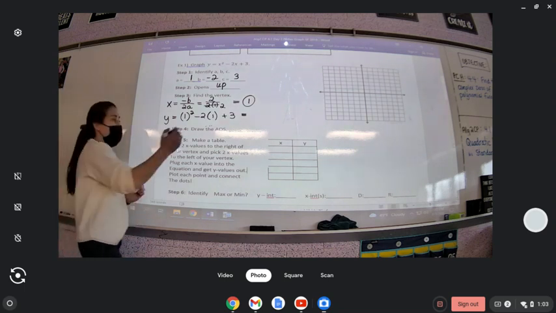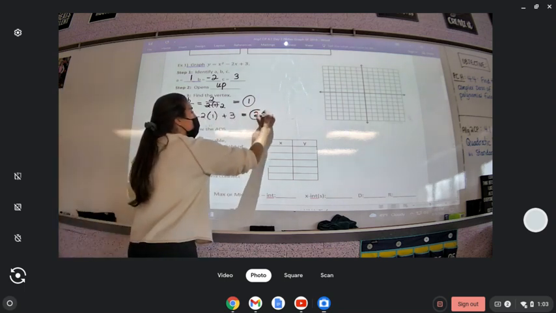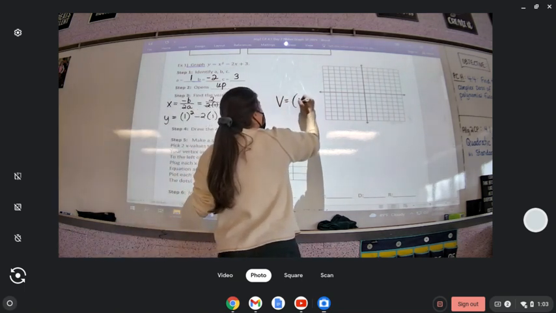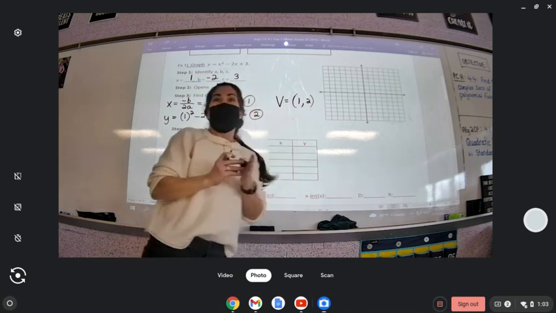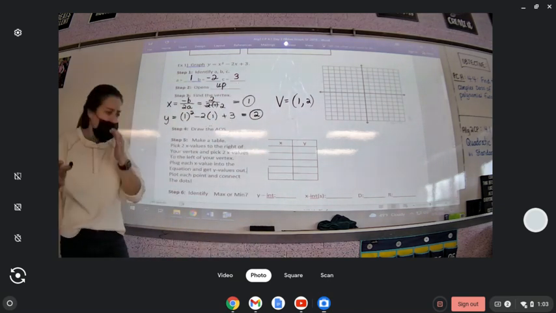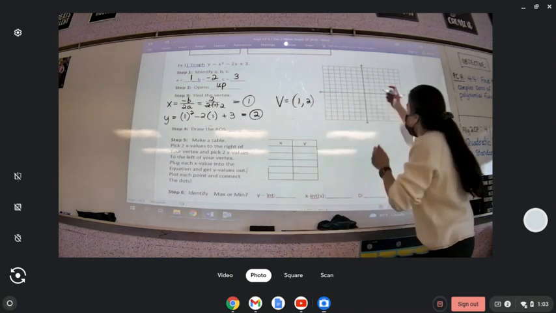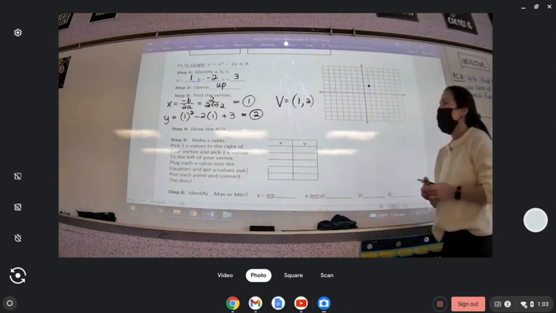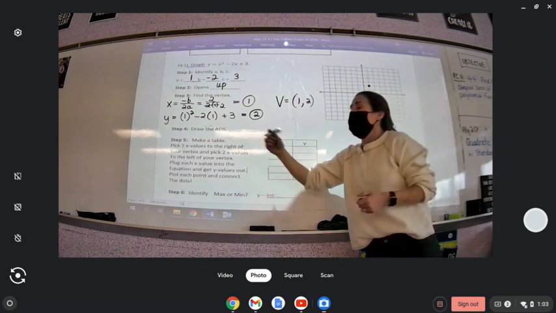All right, what did we get? 2. So now we know the vertex is definitely the point (1, 2). So guys, as you find out information, put it on the graph. Don't wait. Let's graph as we go. So the vertex is right 1 and up 2. Boom. Now I want you to draw the AOS.